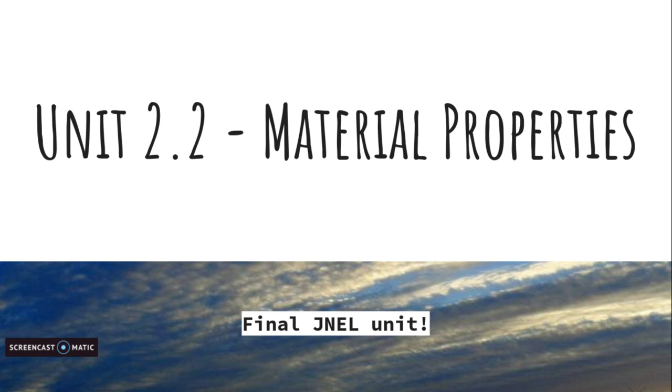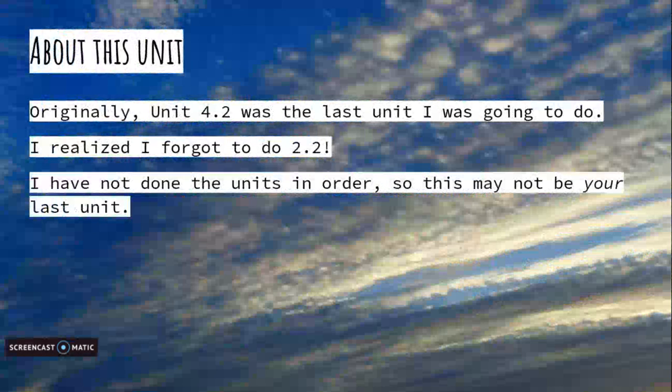So, let's get started. Originally, I thought that 4.2 was going to be the last unit, but this one is now, because I realized that I forgot to do it. It's on material properties. I realized I forgot to do 2.2. And just as a note, I haven't done these in order, so you may be watching this video and this is only your 5th unit, but in some courses, the units are done out of order, and that's the case for this one.